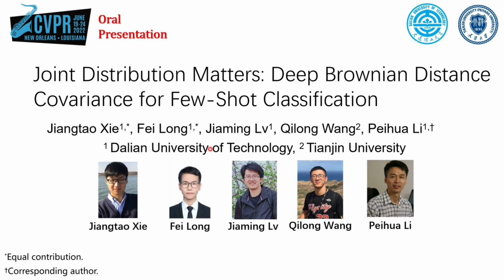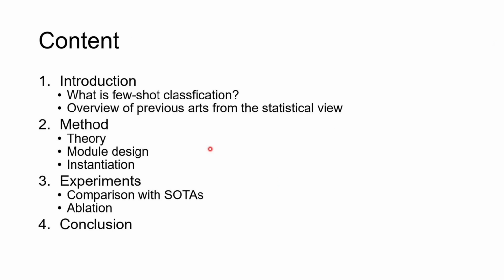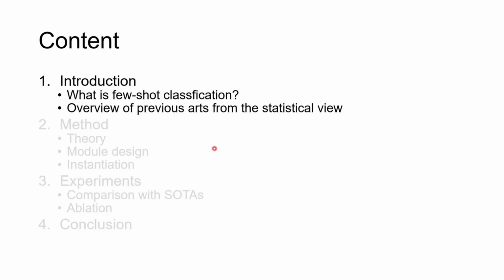Here we will present our work about the deep learning distance covariance for few-shot classification. Next, we will introduce this work from these aspects.